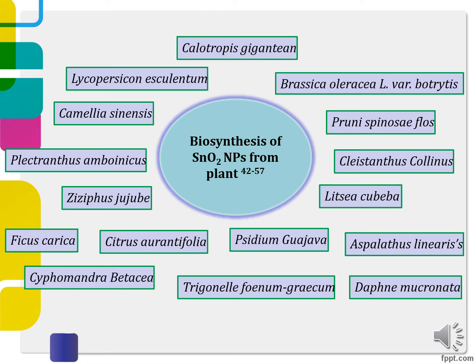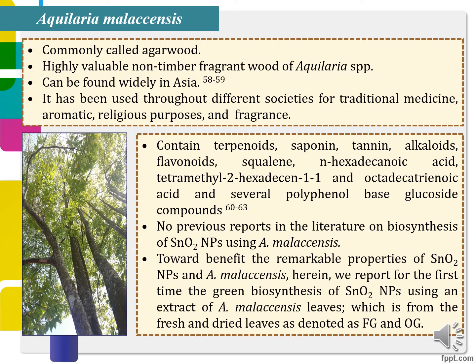This is an example of several plants that were reported to be used in biosynthesis of tin oxide nanoparticles, such as Rhizopus jujubi, Camellia sinensis, Litsea cubeba, and so on. Aquilaria malaccensis is commonly called agarwood and it can be found widely in Asia. Its leaf contains bioactive compounds that are required for this study. There is no previous report in the literature on biosynthesis of tin oxide nanoparticle using this plant.